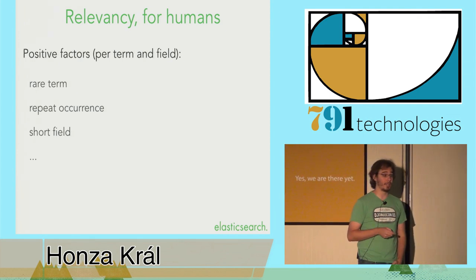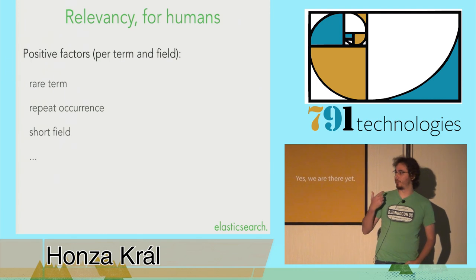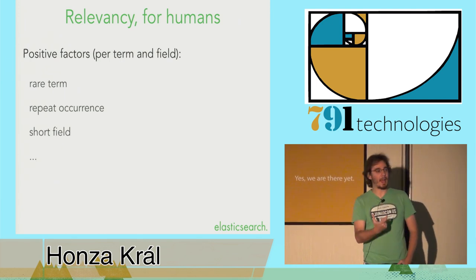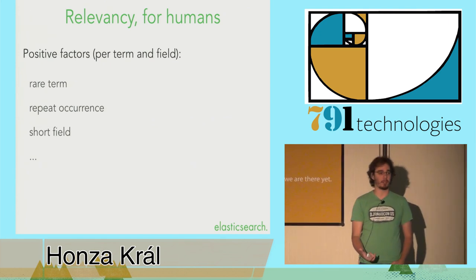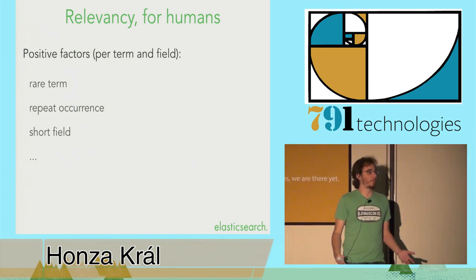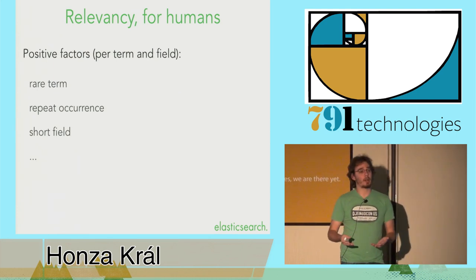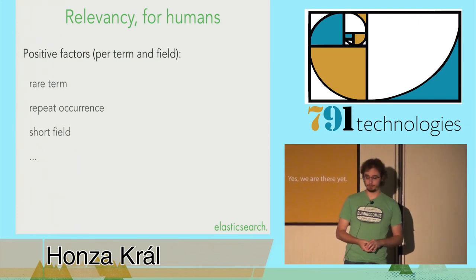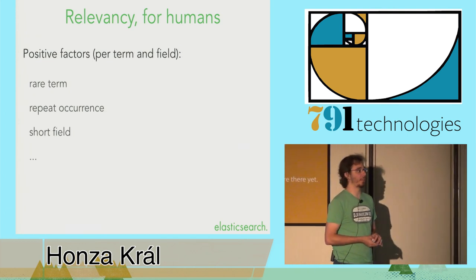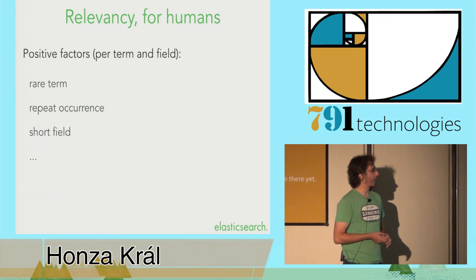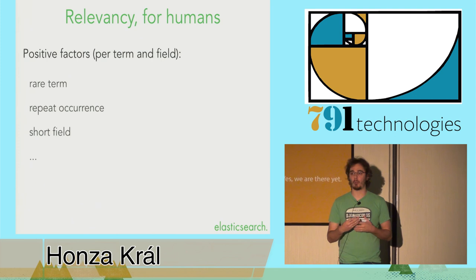What we also take into account is the length of the field, because the assumption is that if we find something in the title or in a tag, it's probably more relevant than if we just find it somewhere in the middle of the body, because there are a lot of things in the body, so the chances of our word being there are higher. So we need to take that into account. So this is relevancy. This is a very helicopter overview of how relevancy works.